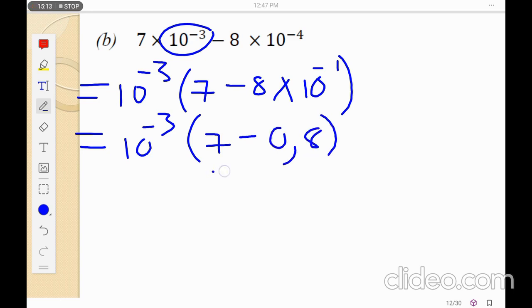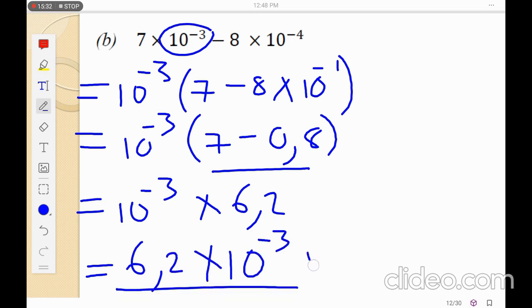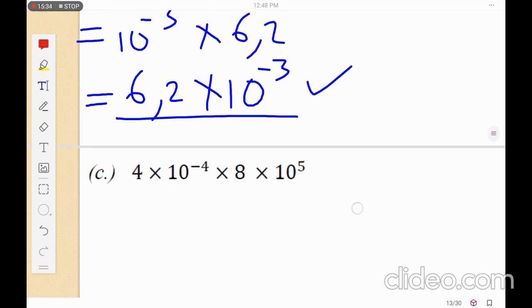Okay. Let's simplify this part. We get 10 to the power of minus 3 times 6.2. Okay, so it's correct as it is. So I'll just rewrite it in proper way. We have 6.2 times 10 to the power of minus 3. This is our answer there. Okay. Let's move on to the next one.